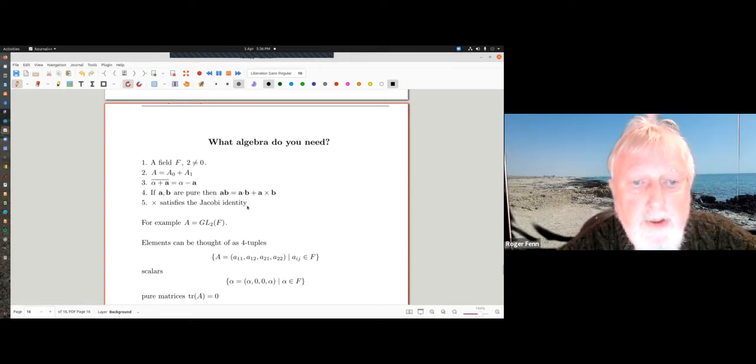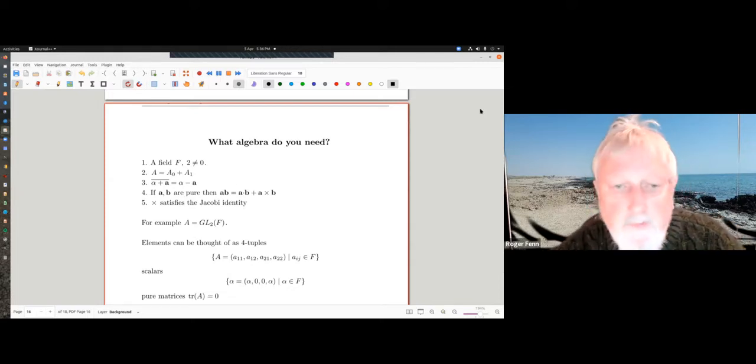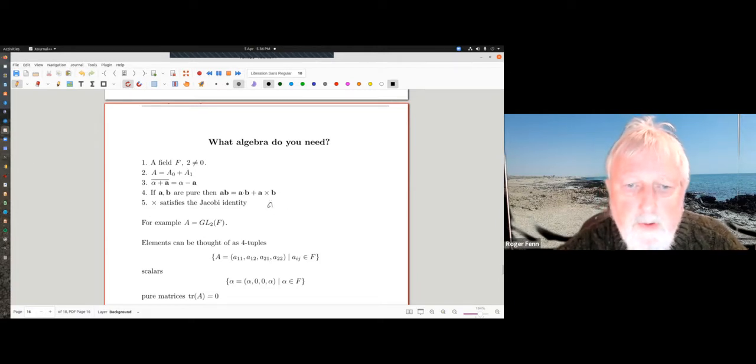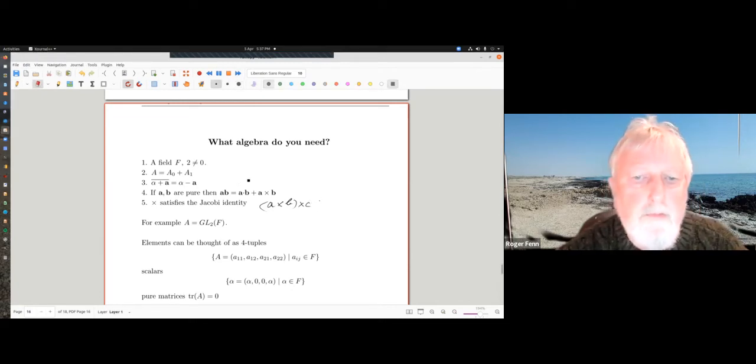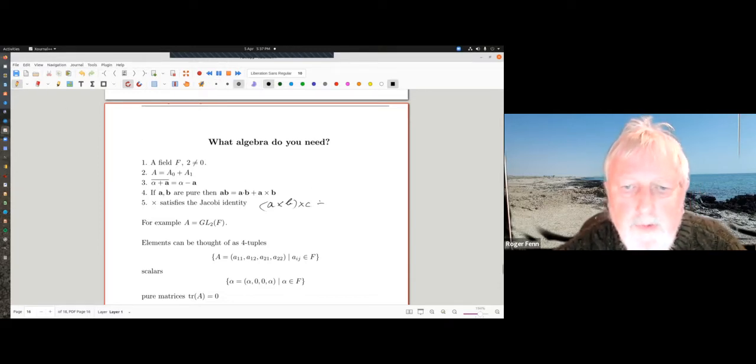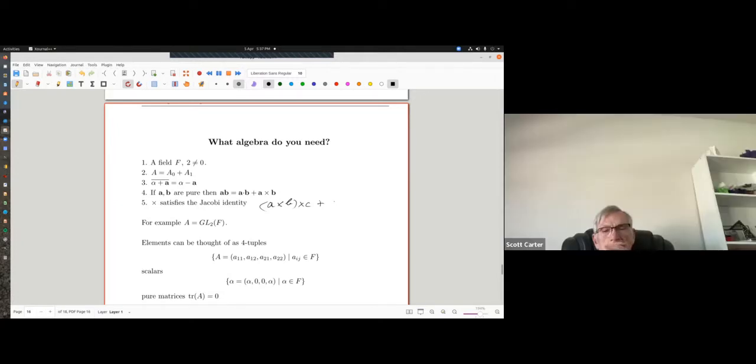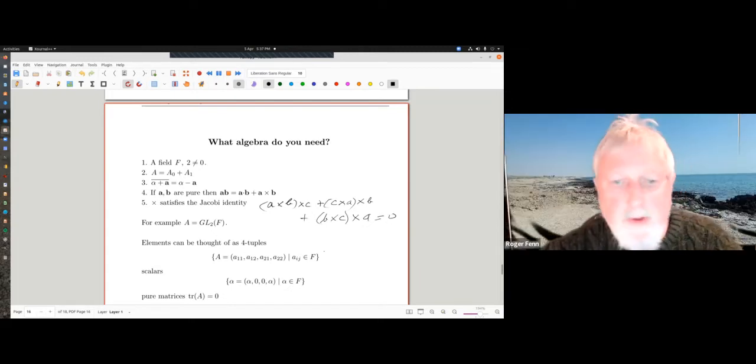And this product satisfies the Jacobi identity. If you've forgotten what that is, it is that a cross b cross c, plus c cross a cross b, plus b cross c cross a, equals 0. I think I've got that right. Sorry, this is not very good. So that's the Jacobi identity.